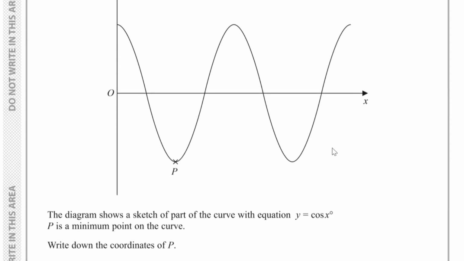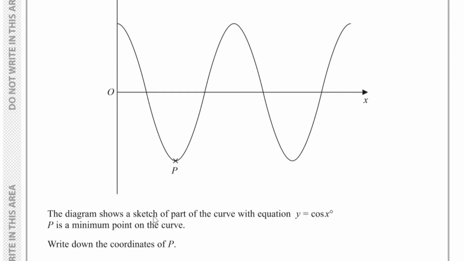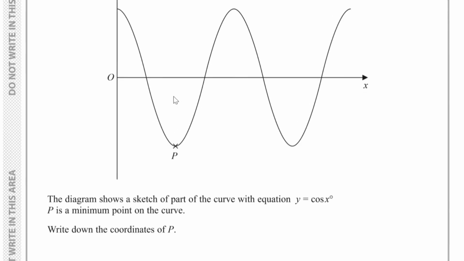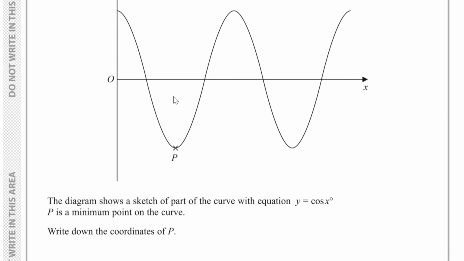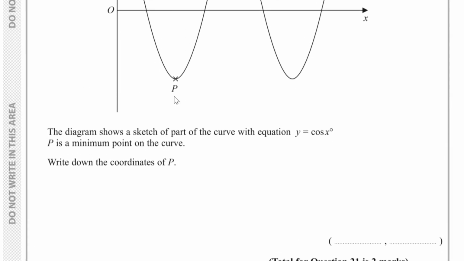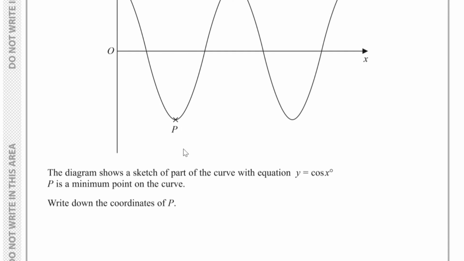Question number 21. The diagram shows a sketch of part of the curve with equation y equals cos x. P is a minimum point on the curve. We have to write down the coordinates of P. Well, that quite simply will be 180 across and 1 down.